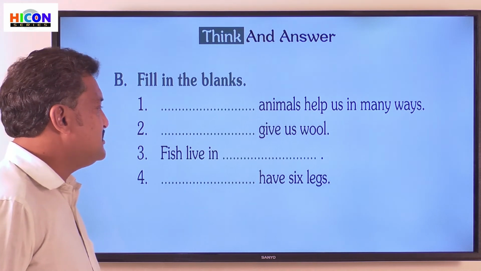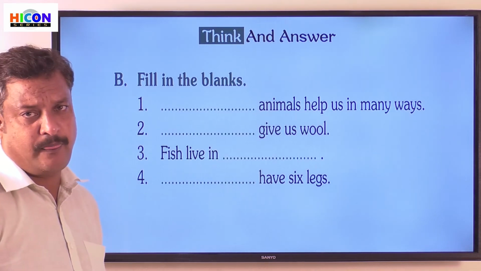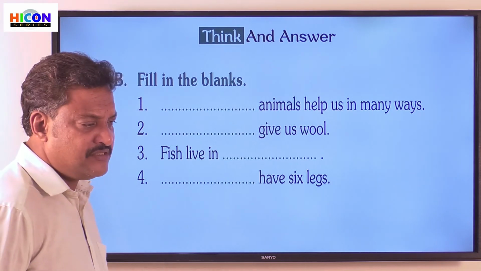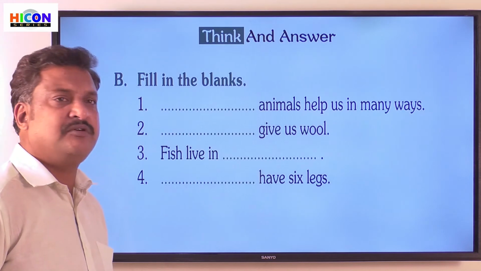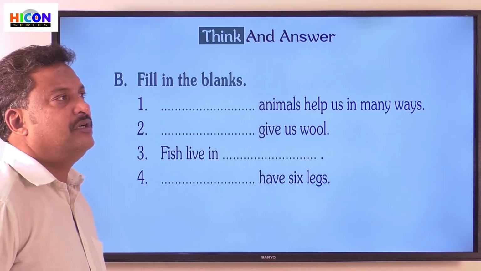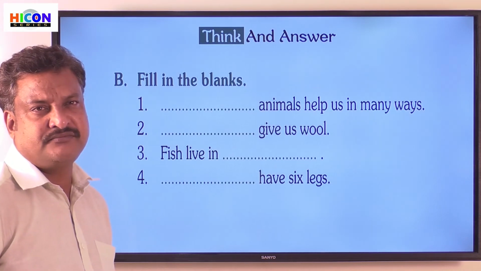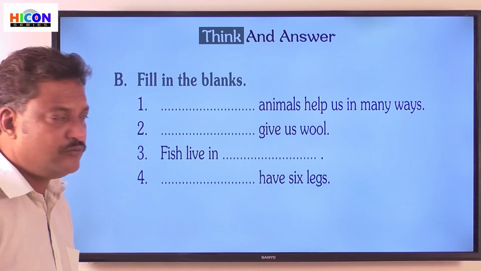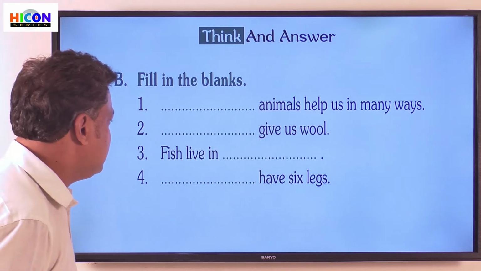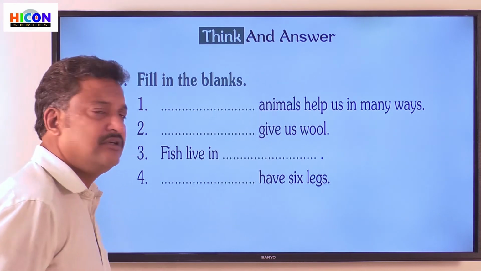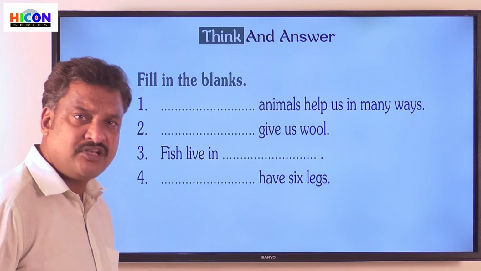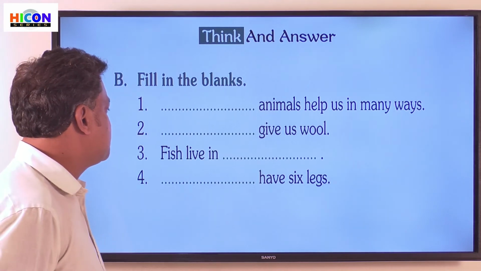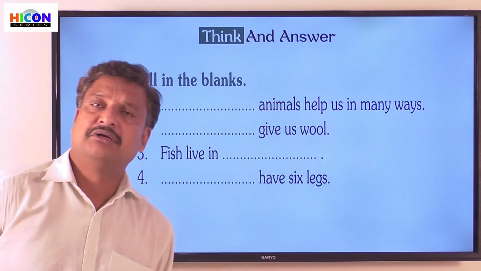2. Dash give us wool. Which animal gives us wool? We grow domestic animals for the purpose of wool also. But which is the animal? We rear sheep especially for getting wool. So we get the wool from a sheep. So what is the answer? Sheep give us wool.